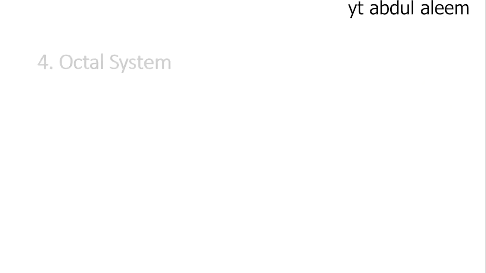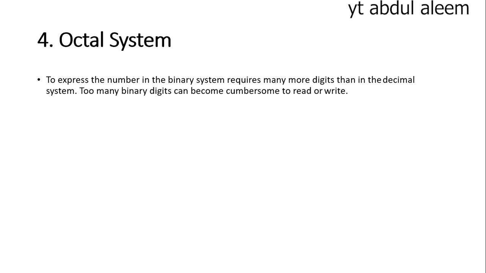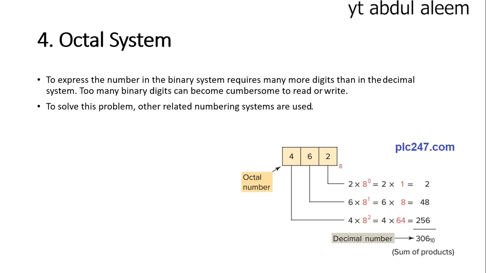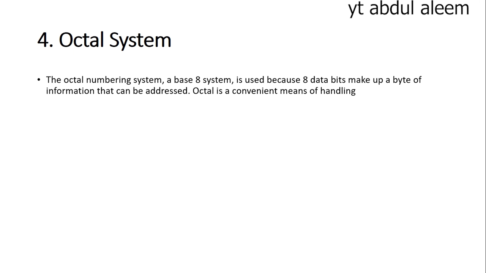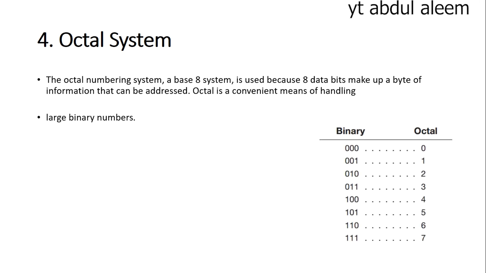Octal system. To express a number in the binary system requires many more digits than in the decimal system. Too many binary digits can become cumbersome to read or write. To solve this problem, other related numbering systems are used. In this picture you can see the octal system. The octal numbering system, a base 8 system, is used because 8 data bits make up a byte of information that can be addressed. Octal is a convenient means of handling large binary numbers. In this picture you can see binary to octal.